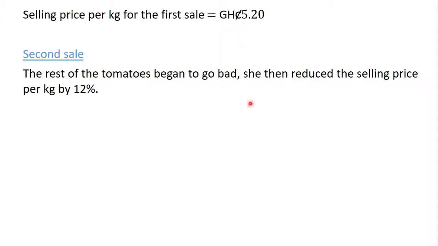This means that to find the new selling price, we have to reduce this selling price per kilogram, that is 5 Ghana cedis 20 pesos, by 12%. From the videos on reducing a quantity by a given percentage, we learned that if you reduce a quantity A by X%, the new value is going to be 100 minus X divided by 100 times A. So here we want to reduce 5 Ghana cedis 20 pesos by 12%. So here the quantity A is 5 Ghana cedis 20 pesos and the percentage is 12. So we want to find the new value.